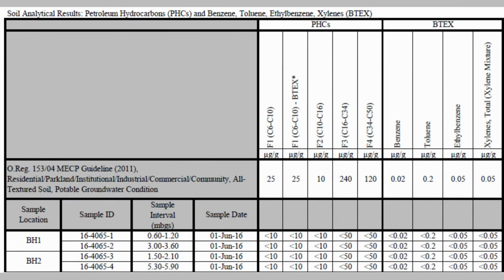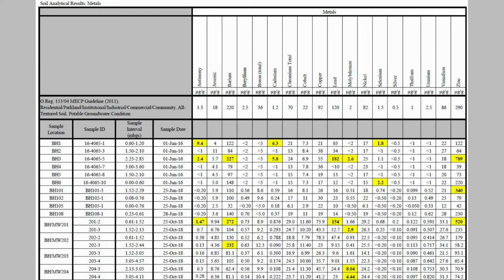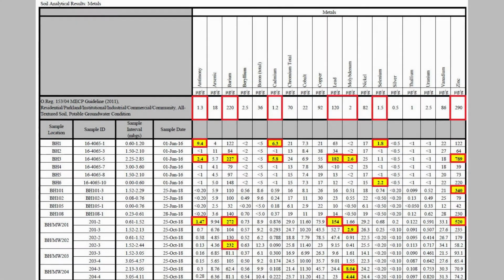If the lab results indicate that your property is within the applicable site condition standards, then the Phase II ESA would not suggest any more environmental investigation to be conducted on your property. However, if one or more of the samples submitted to the lab are deemed to exceed the applicable site condition standards, then further work may be recommended in order to further evaluate the risks and remediate the property.